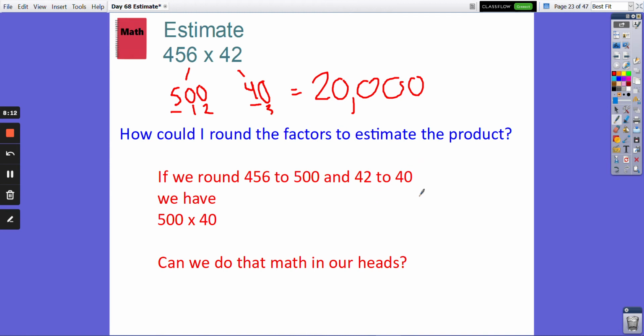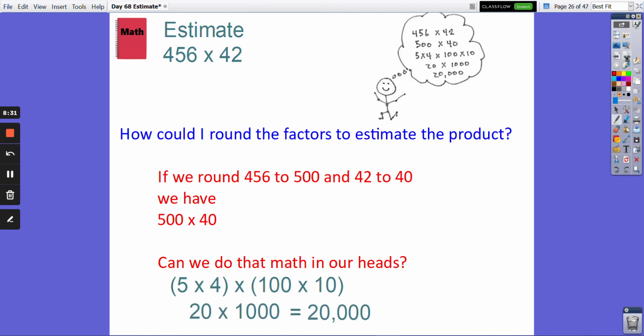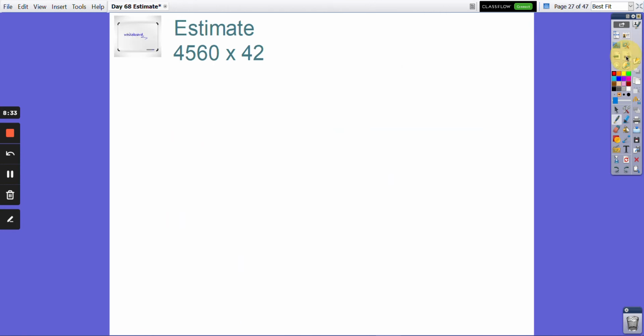Now, 42 and 40, very close together. 456 and 500, well, there's some distance there, right? Because this is very close to being in the middle. So this estimation could be a little off. Again, we got that 20 times 1,000 getting 20,000.